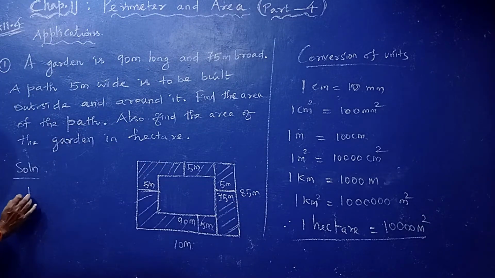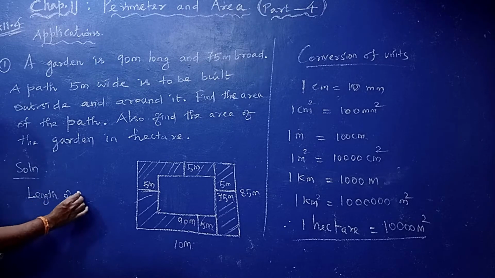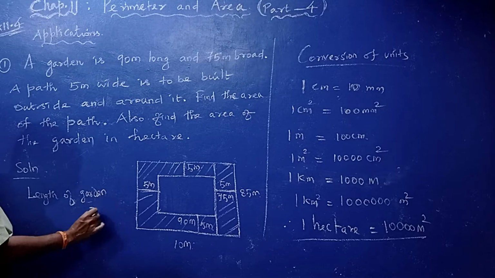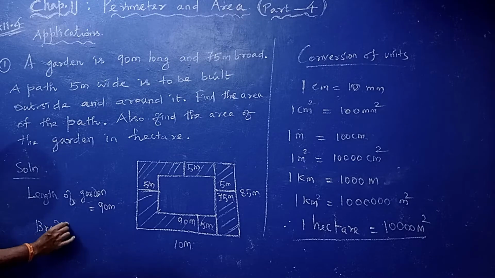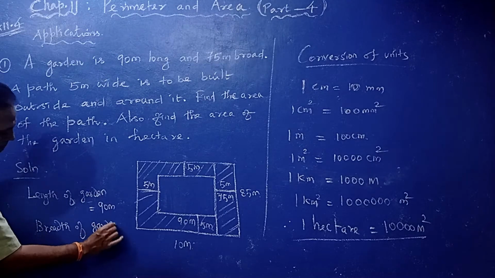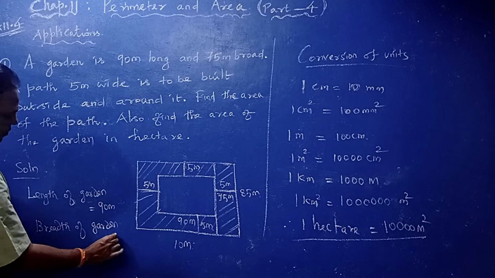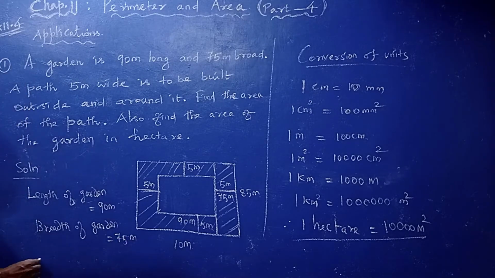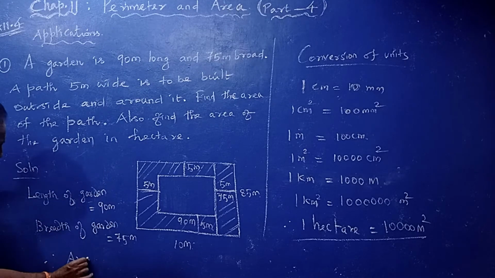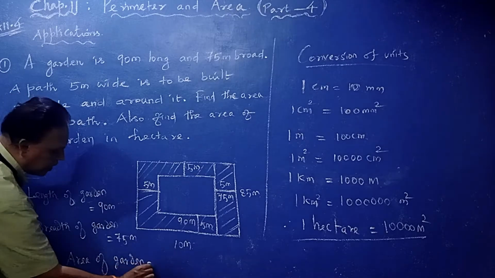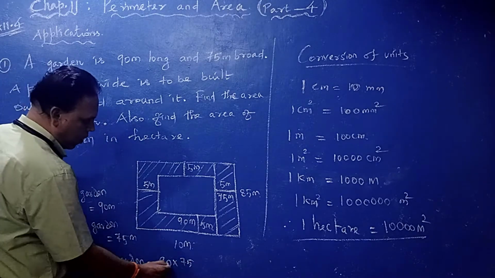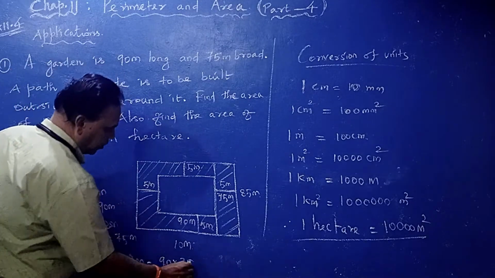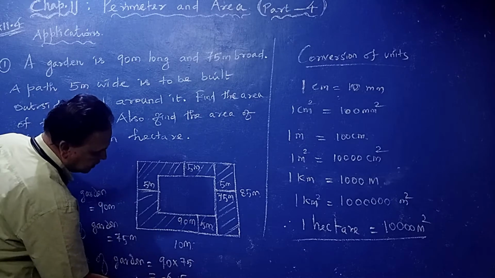Okay. Garden. Length of garden is 90 meter, and the breadth of garden is 75 meter. Therefore, area of garden, first find out the area of garden in hectares. Area of garden means these two multiplied, 90 into 75. That is equal to 6750.